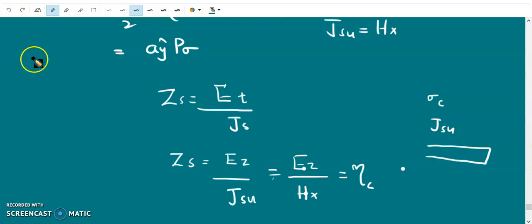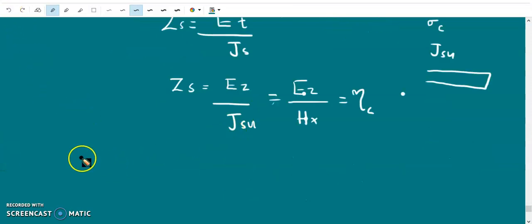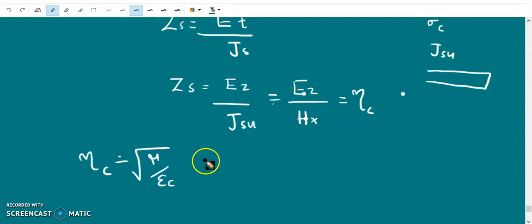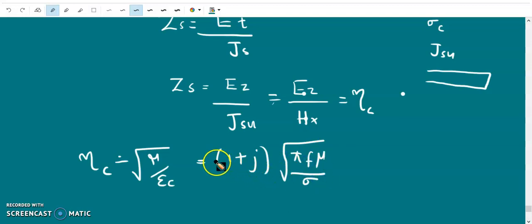And we have already learned the intrinsic impedance of a good conductor in our module, which is eta c equal to root of mu by epsilon c. We have found that it is approximately equal to 1 plus j into root of pi f mu by sigma. So the real and imaginary parts have equal magnitudes, and therefore theta is equal to 45 degrees. So the magnetic field lags behind the electric field by 45 degrees.